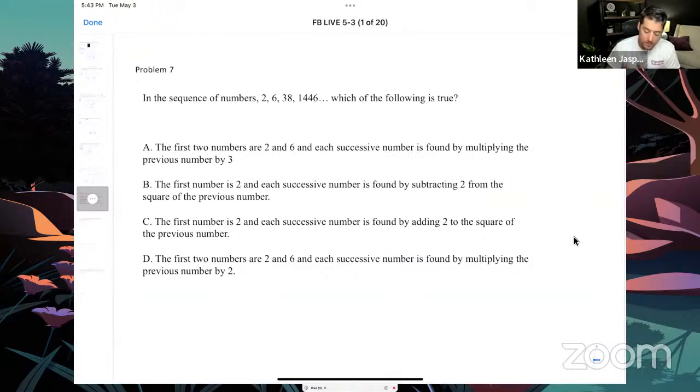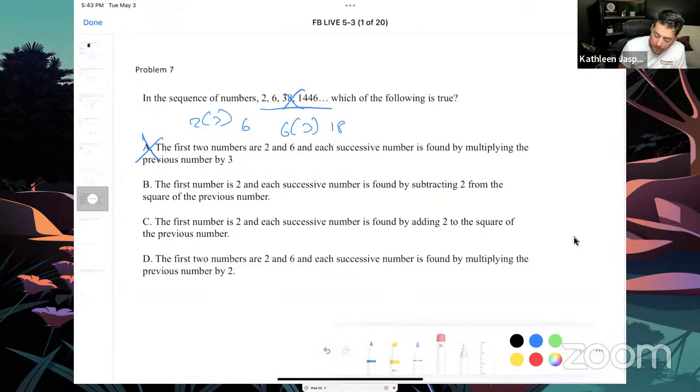So we'll start with this first one here, knowing that we're focusing on these numbers here. The first two numbers are 2 and 6, which is correct. And each successive number, that means each number after, is found by multiplying the previous number by 3. Well, I see that 2 times 3 is 6. That works. And then 6 times 3 is 18. Well, that doesn't work because it's 38. So A is out.